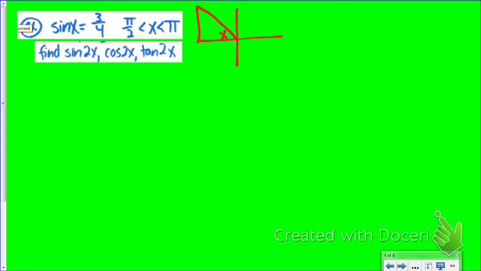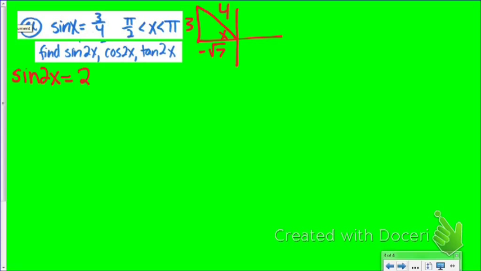So my opposite is 3, my hypotenuse is 4. If I do the Pythagorean theorem, my missing side is the square root of 7. But because of where it's located, that needs to be a negative square root of 7. So now we're going to use our formulas to actually find what this is. Remember, x itself is not 3/4. The sine of x is 3/4.